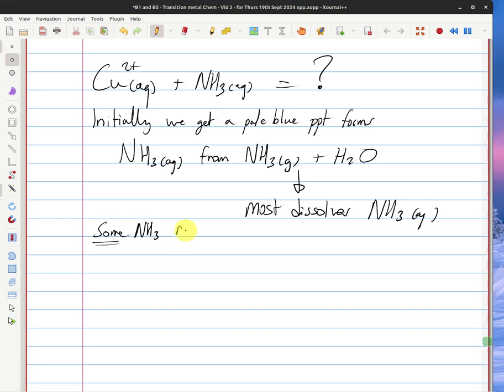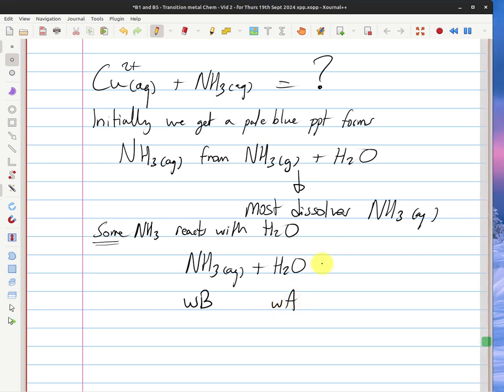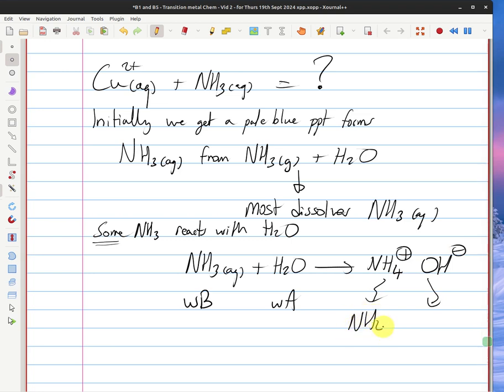So some NH3 reacts with H2O. So here's a little bit of the dissolved ammonia. There's a chemical reaction with H2O. Weak base, weak acid is going to give a salt, ammonium hydroxide. And of course these are charged species, so these will be floating around independently of each other, unless you remove the water, then they will stick together. So we have ammonium aqua ions and hydroxide aqua ions.